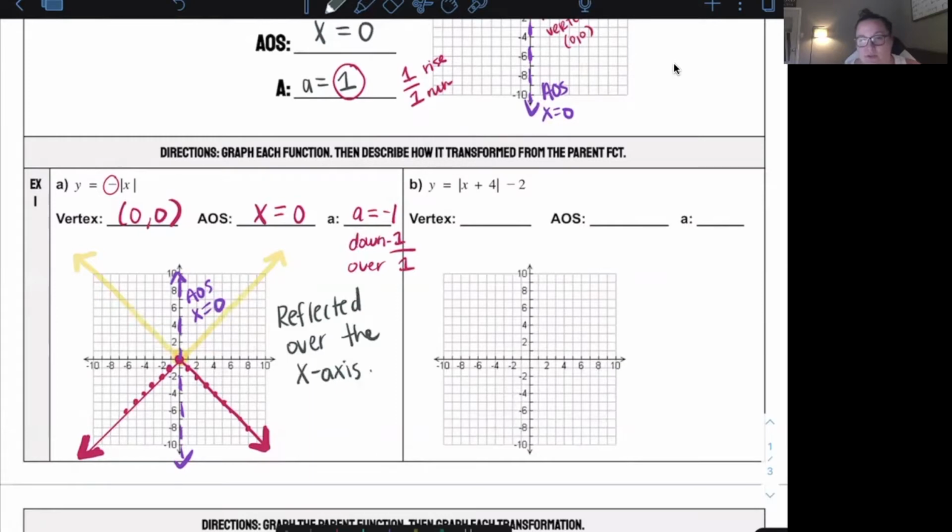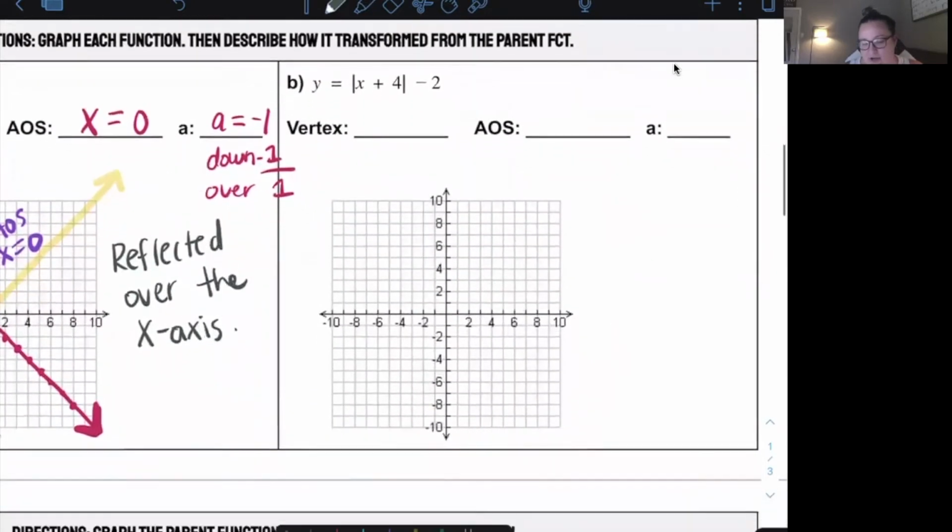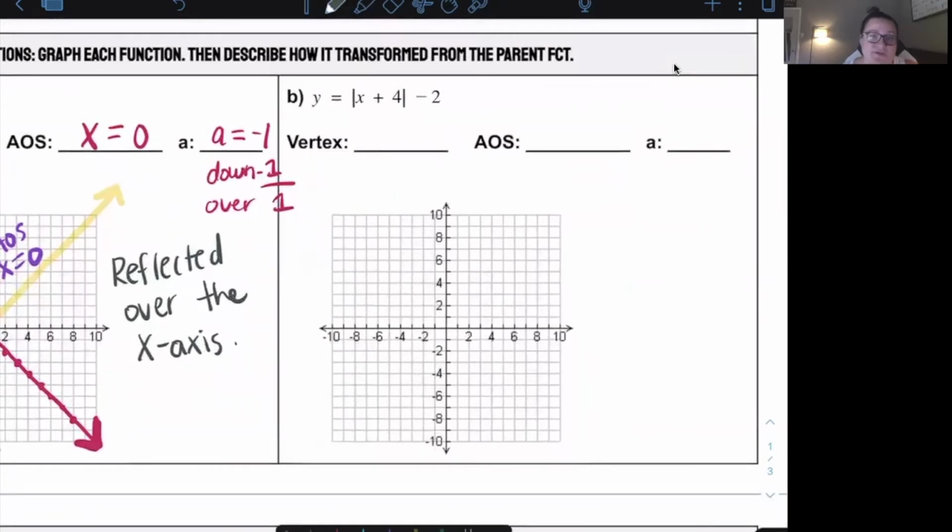All right, so now you guys are going to graph part B here without me. And then you're going to describe how it compared to the parent function's graph. Did it shift up, down, left, right? Did it flip over the x-axis? So you're going to identify the vertex, the axis of symmetry in A, and use that to help you graph. Remember, you want to end up with either an upward facing V or a flipped over downward facing V. So give it a shot. Press pause and then press play when you're ready to check your work.